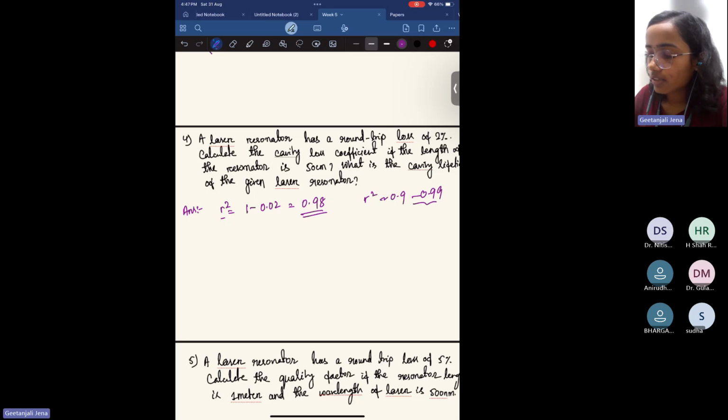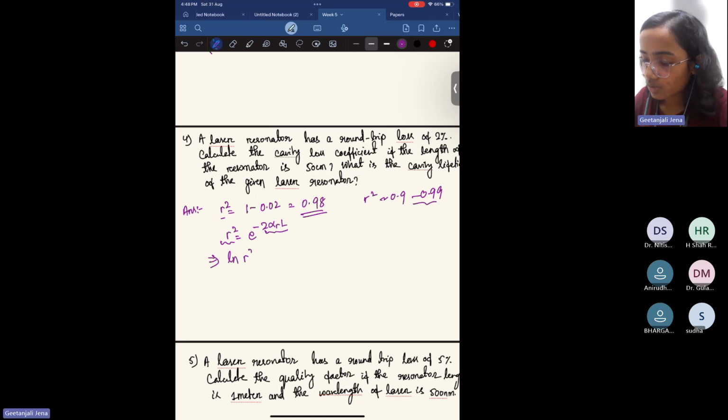So if you take that, R square is e to the power minus 2 alpha RL. From this, you can see the total loss coefficient is related to the reflectivity. So using this relation, you can easily find out the total loss coefficient in a medium.